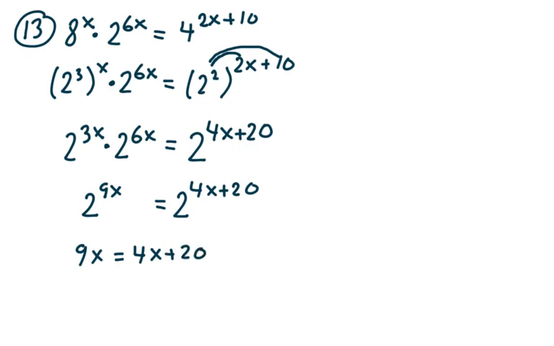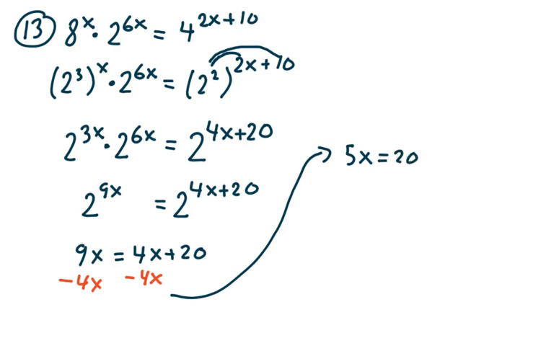So I'm going to take 4x over to the other side. And then when I come over here, I get 5x equal 20. And then x is 4. And that's how we do 13. So I got 2 more in mind for you. So we're going to do 14.